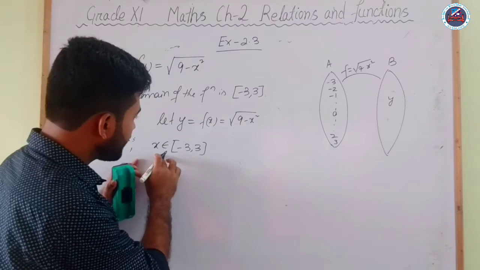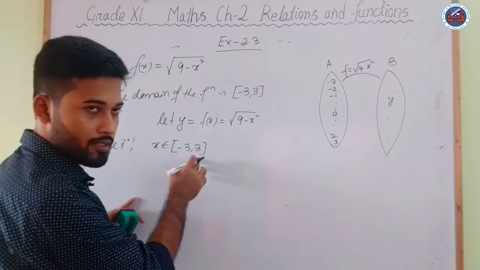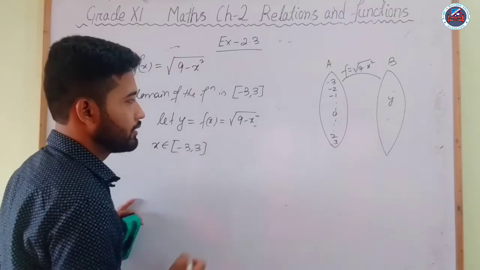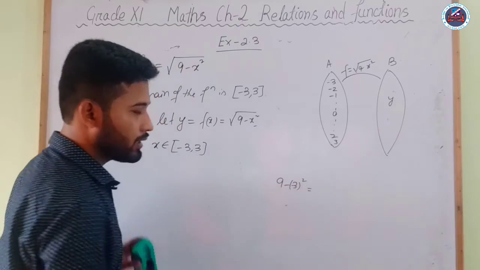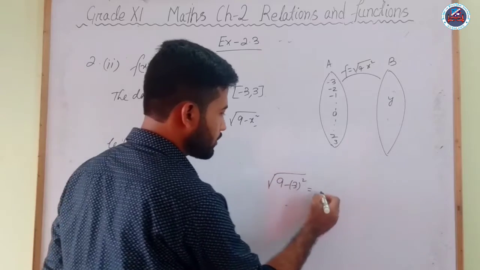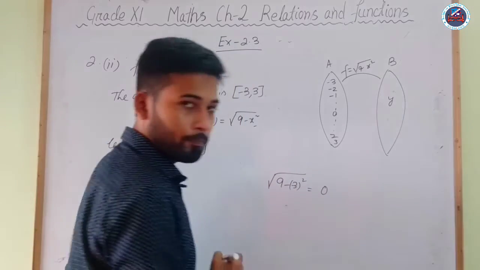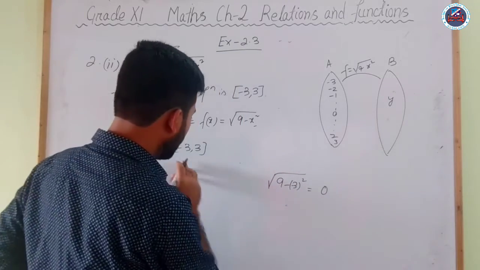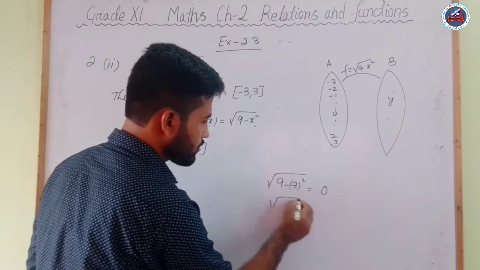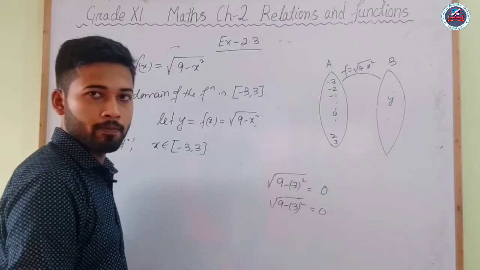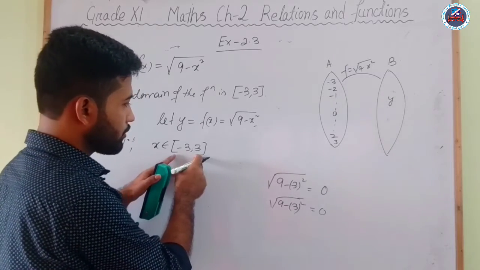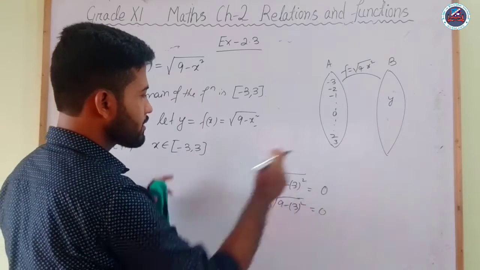So whenever we are taking any element from minus 3 to 3, if we put minus 3 here, suppose root over 9 minus 3 whole square, so what will that give us? Root over of this will be 0, isn't it? Also, if we take the extreme value, that is 3, it will be 9 minus 3 squared, again 0. So for whatever extreme values you are putting, the minimum number that you are getting is 0.